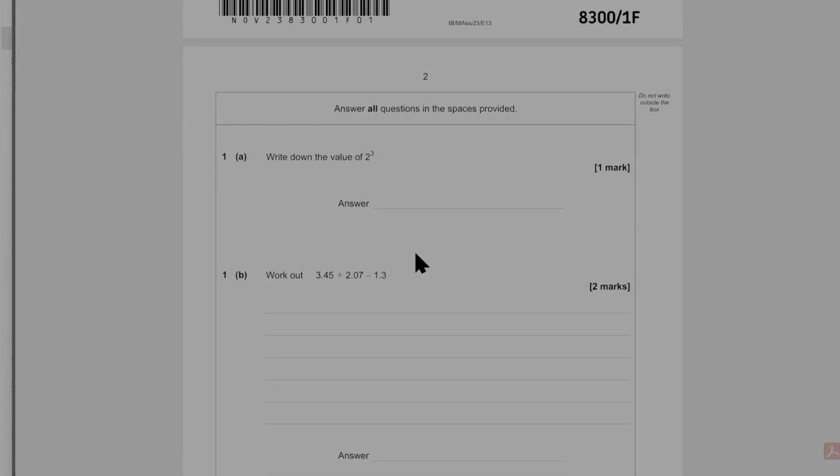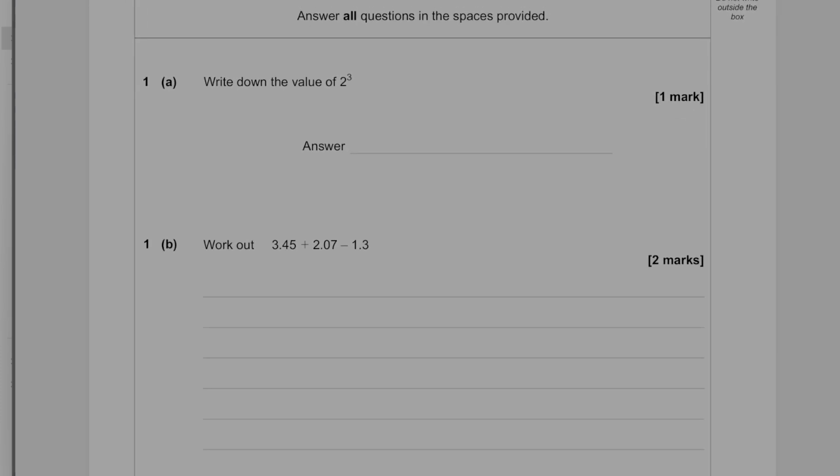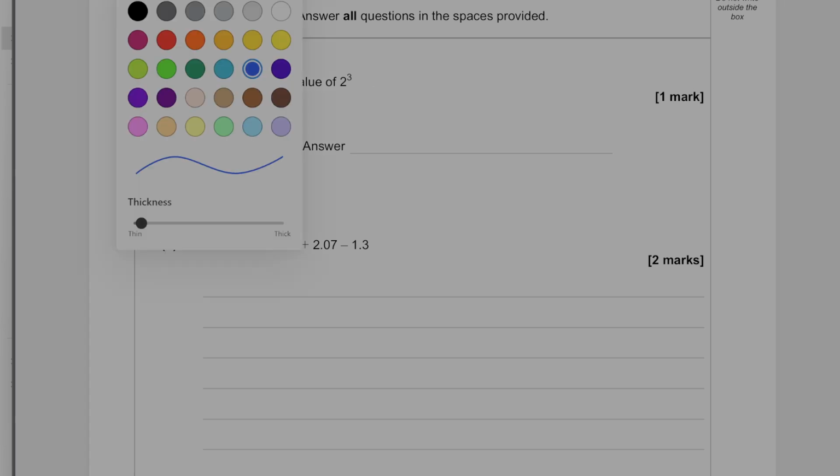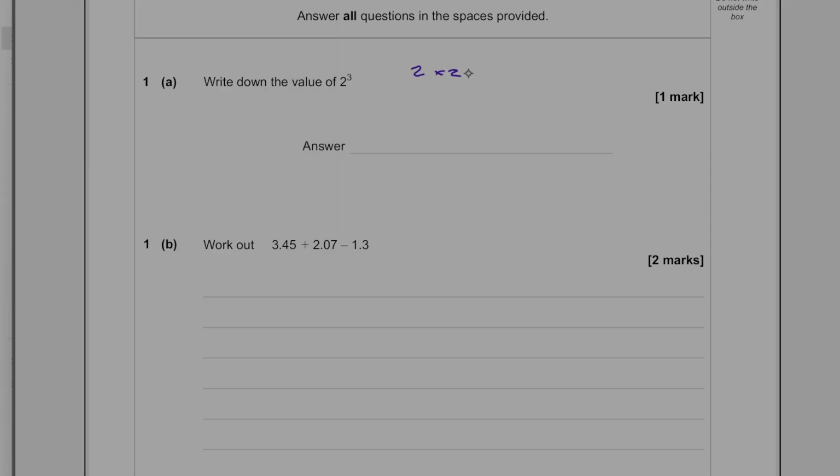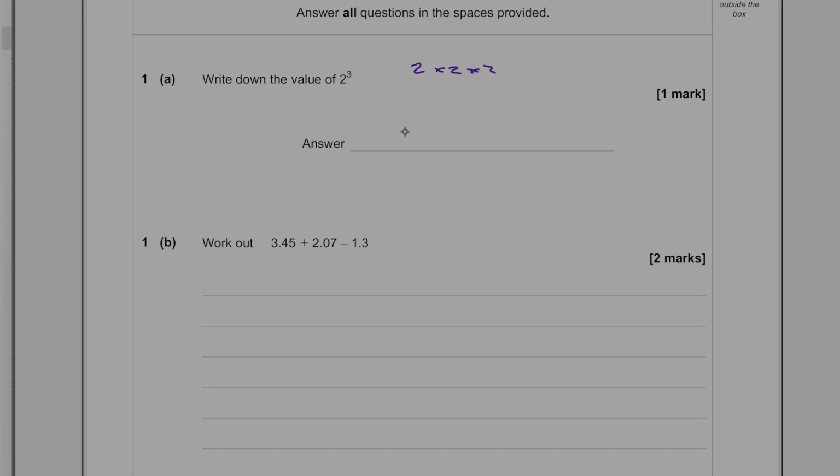Right, so if we start off, question 1, write down the value of 2 cubed. So that means 2 times 2 times 2. So what colour should we do this in? Let's go for blue. 2 times 2 times 2: 2 times 2 is 4, 4 times 2 is 8. So I'm going 8.